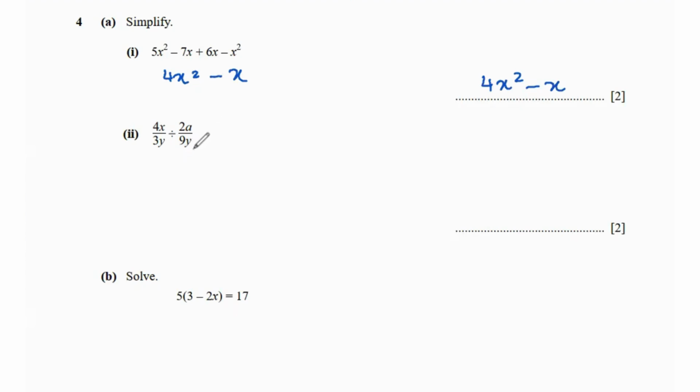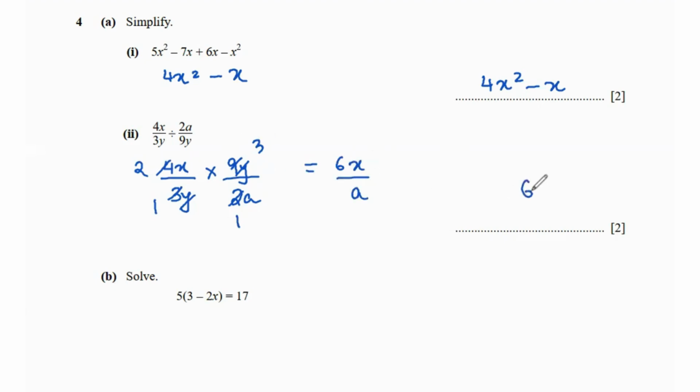Then 4x over 3y divided by 2a over 9y. So when we're dividing fractions, we take the reciprocal of the second fraction and change the division into multiplication. So that's 4x over 3y times 9y over 2a. So now, as we've done previously, when you're multiplying fractions, it's best to simplify. So y divided by y is 1. 9 divided by 3 is 3. 2 and 4. So 4 divided by 2 is going to be 2. So it's going to be 6x, because 2x times 3 is 6x, divided by a. That's your answer.